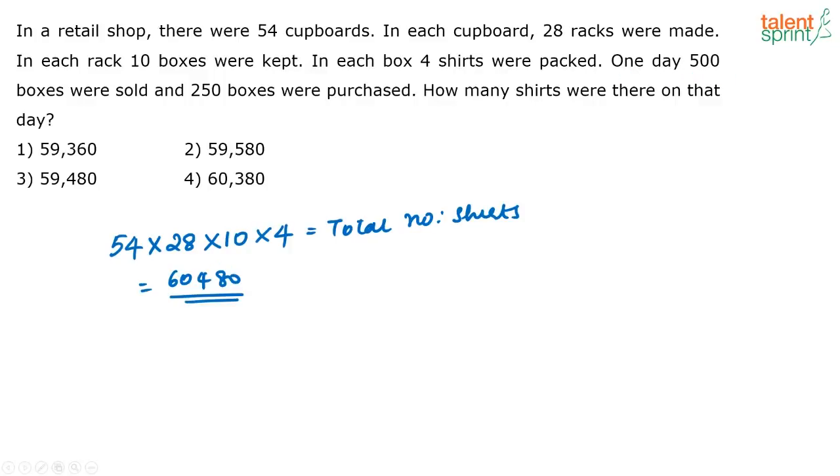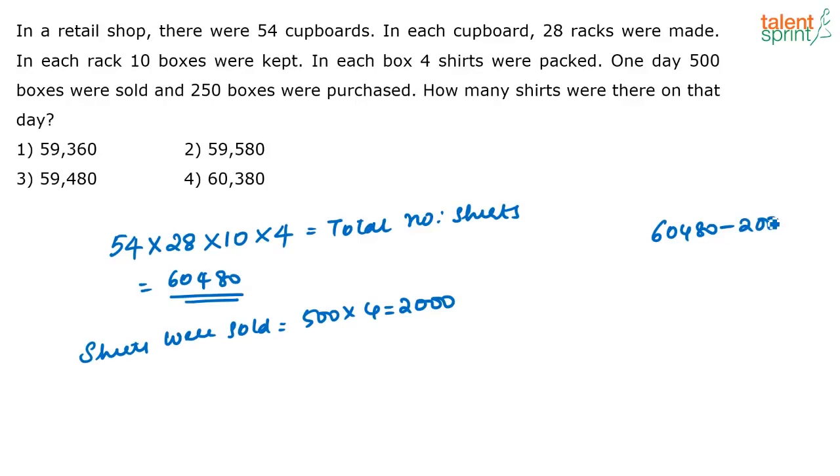Now out of this total number of shirts, what has happened? On one day, 500 boxes were sold. So if you are selling 500 boxes, how many shirts were sold on that day? 500 into 4, that is equal to 2000 shirts were sold. And so how many shirts will be remaining now? 60480 minus 2000 shirts are remaining now.